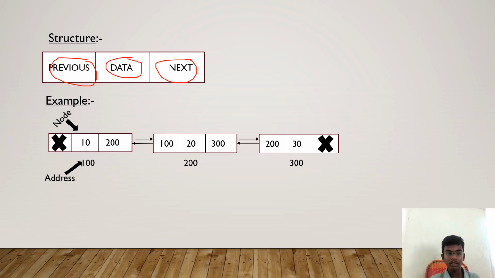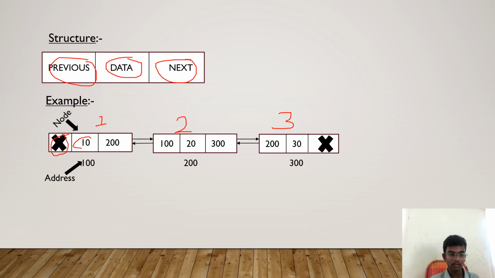In this example I am taking three nodes. Let us consider this is the first node, this is the second node, and this is the third node. In the first node, the first part, the previous part, contains a null value. Previous part contains the address of a previous node. There is no node before the first node, so it contains a null value.